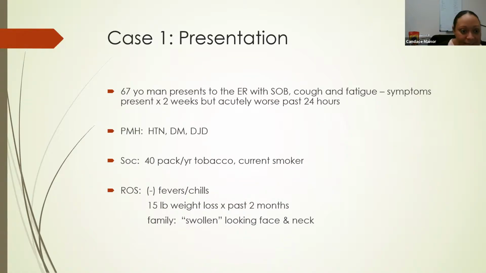So we'll begin with the case. We'll talk about a 67-year-old man who presents to the ER with shortness of breath, cough, and fatigue. He noted that his symptoms have been present for about 2 weeks, but they acutely worsened over the last 24 hours, which caused him to go to the emergency department. His past medical history is significant for hypertension, diabetes, and DJD. Of note, he has a 40-pack-year smoking history and is a current smoker. On review of systems, he notes a 15-pound weight loss over the past 2 months, and his family has noted that his face and neck were quote-unquote swollen.